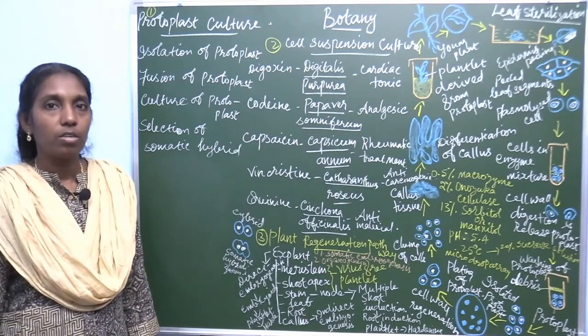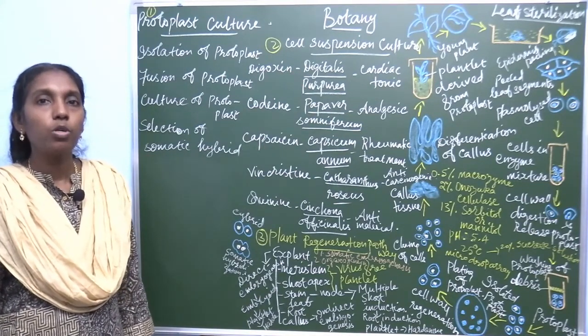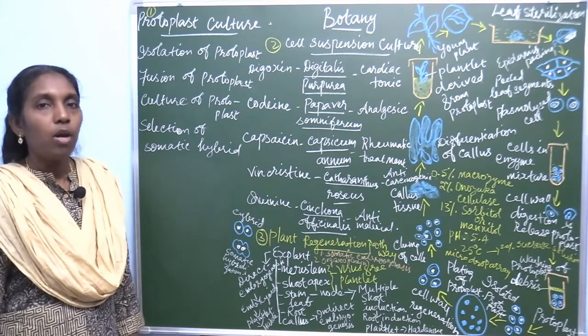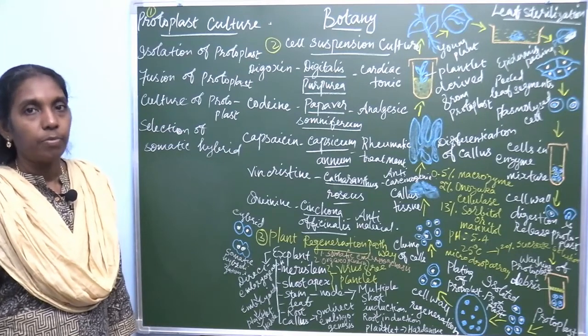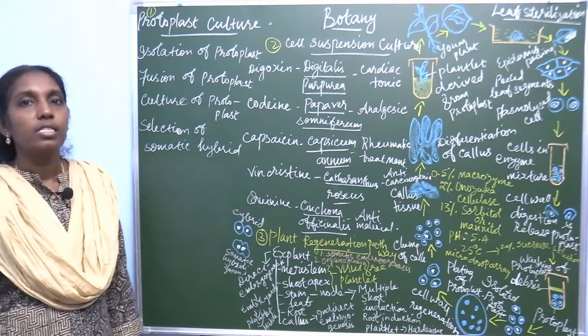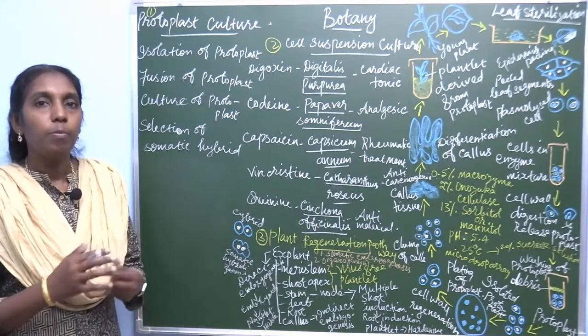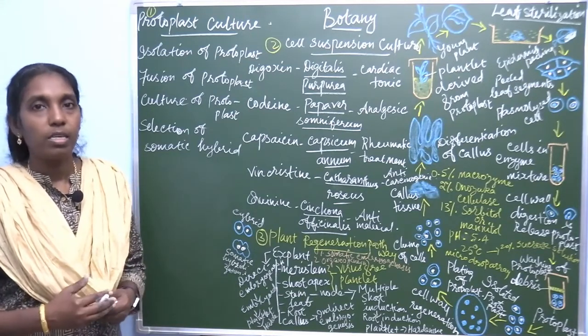So, today you are going to learn these 2 questions, very important questions. Protoplast culture, 5 more questions. Protoplast culture. What is meant by protoplast? Protoplast is the cell without cell wall but bound by plasma membrane.